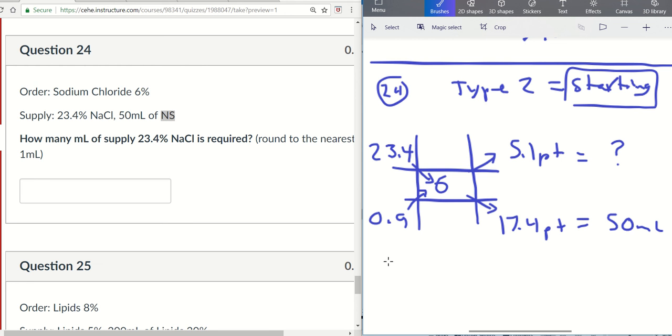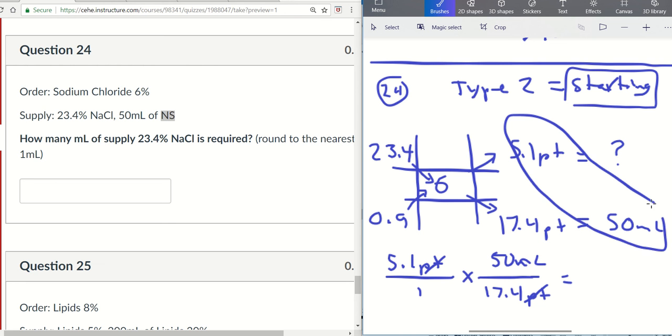Cross multiply. Multiply by your conversion factor. For every 17.4 parts, there's 50 mLs. So this is conversion. You should be able to do conversions. If not, go back to week 2. 5.1 times 50 divided by 17.4. So you're just cross multiplying.